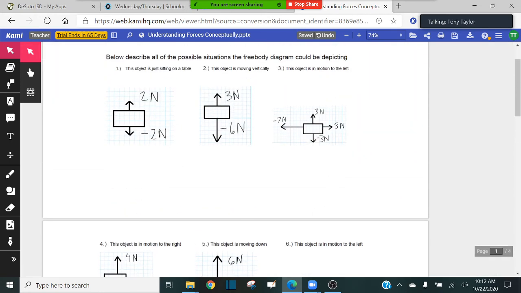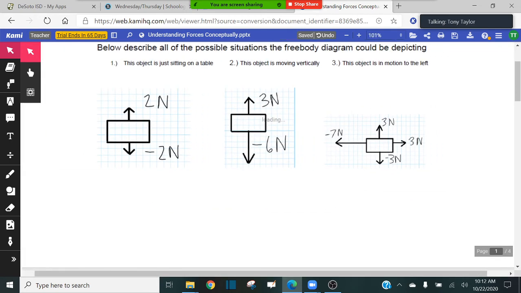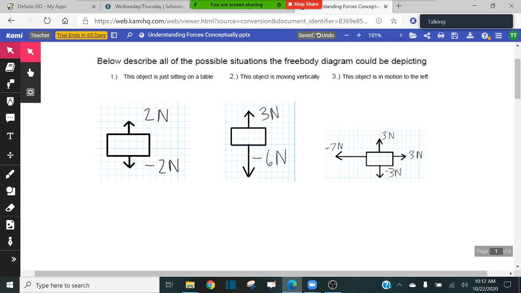Okay, on number 2 here. Number 2 tells us this object is moving vertically. Notice what the instructions say: describe all of the possible situations this free body diagram could be depicting. Sometimes you could have more than one situation, as we saw in the video. So what does vertically mean? Vertically means the object could be either going up or going down. Vertical means up or down. If you see horizontally, that means it could be moving to the left or to the right.